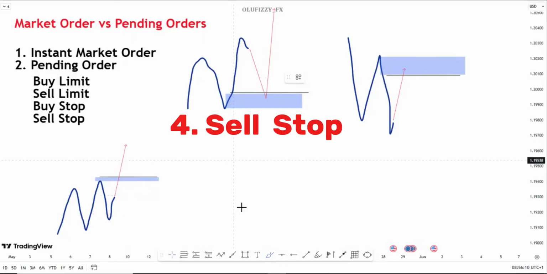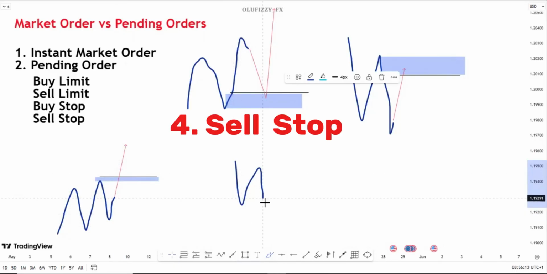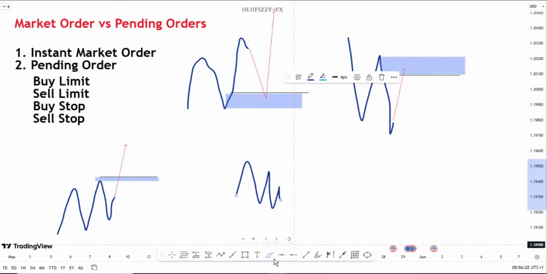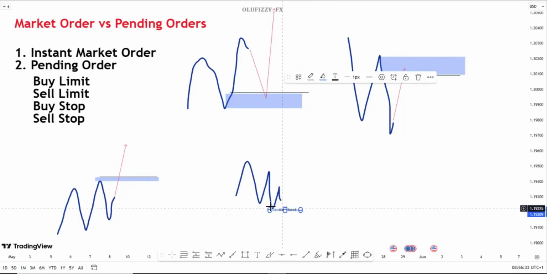For sell stop, let's say price is in a downtrend like this, and you are expecting price to still continue to the downside, but you don't want to just sell at the current market price. So you want to sell maybe after price breaks this zone that we have here. So as you now set an order at this region, this pending order that is set is going to be a sell stop.